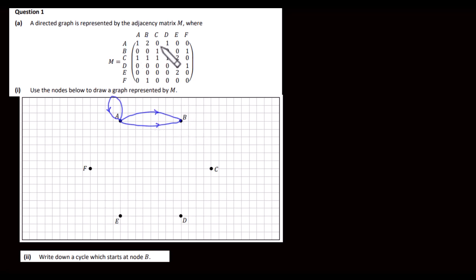Okay, next one then, we've got A to C, there's nothing. A to D, there's 1. So we're going to draw an edge from A to D in that direction. Next thing, we've got A to E, nothing. A to F, nothing. B to A, nothing. B to B, nothing. And B to C, we've got 1. So you've got to draw one edge here and an arrow in that direction. So that's B to C.